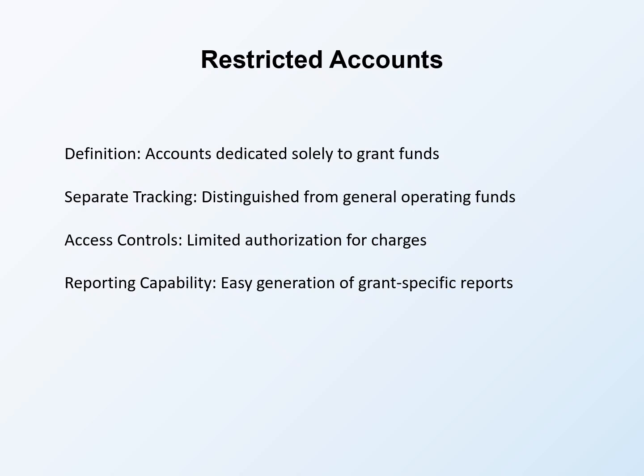Separate tracking distinguishes grant funds from general operating funds. Your organization likely has multiple funding sources. Restricted accounts ensure that federal grant funds are not mixed with state funds, private donations, or general operating revenue. This separation is essential for demonstrating that federal funds were used only for federal purposes.